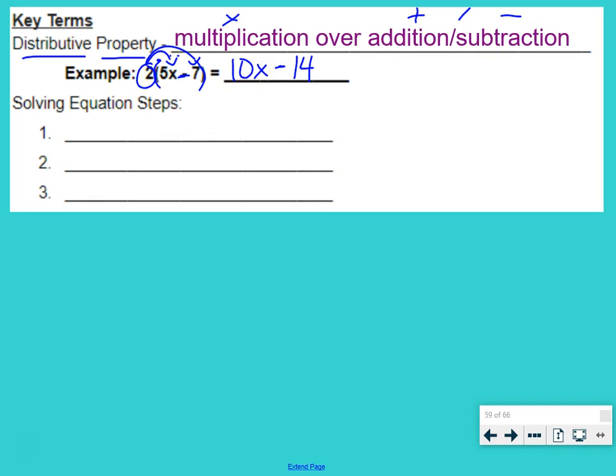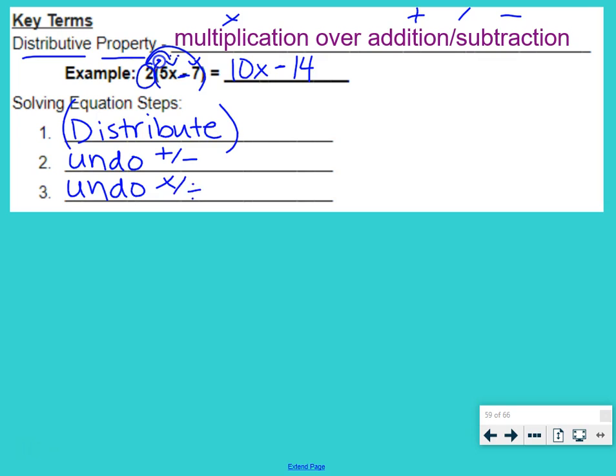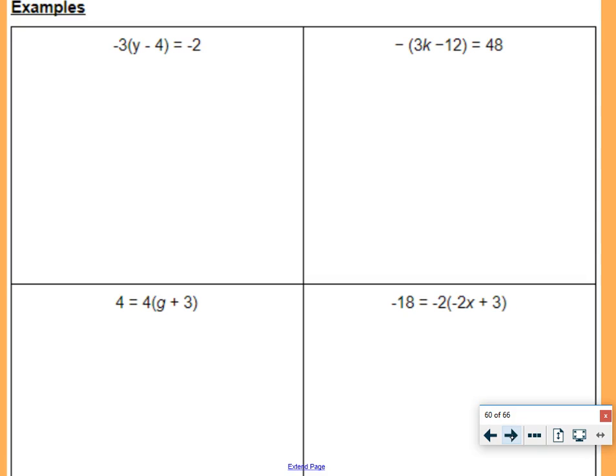So our solving equation steps are going to change a little bit now. Our first step is going to be to distribute. We want to get rid of the parentheses. Then we can undo our addition and subtraction like we've done in the past 2 lessons. And then we can undo our multiplication and division. So these 2 steps haven't changed. They've just moved down in ranking because we had to slide in a new one for number 1, which is distribute. All right, just 4 examples, and then you'll get to practice all by yourself.